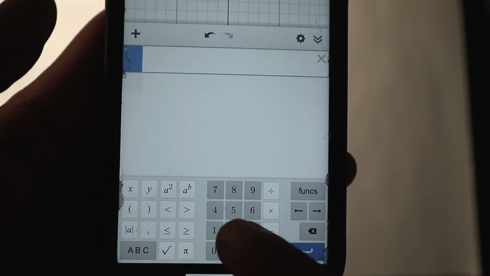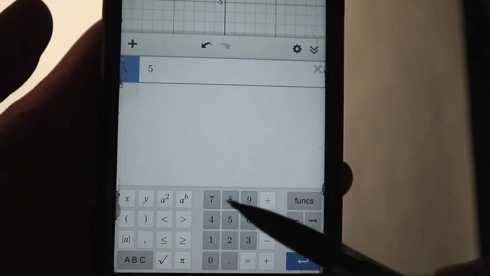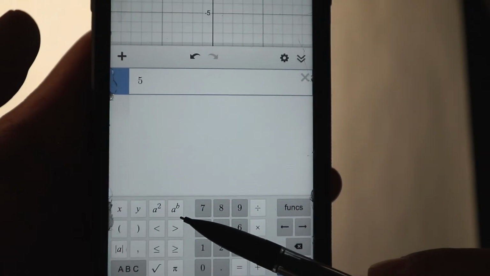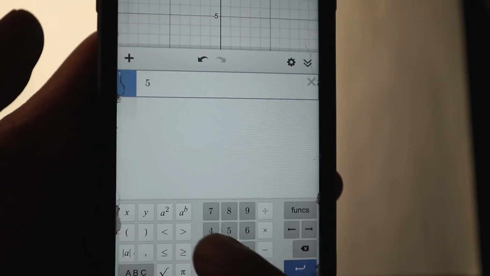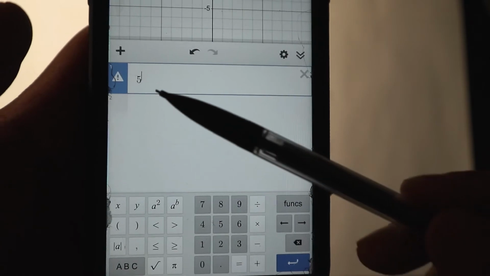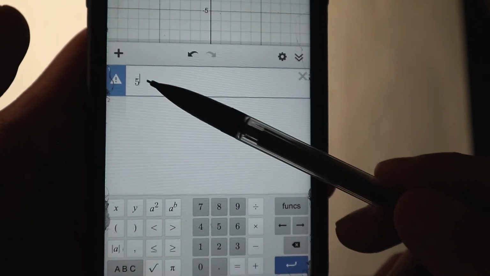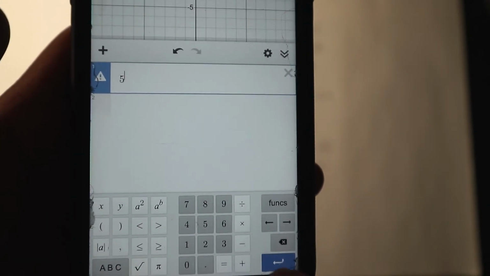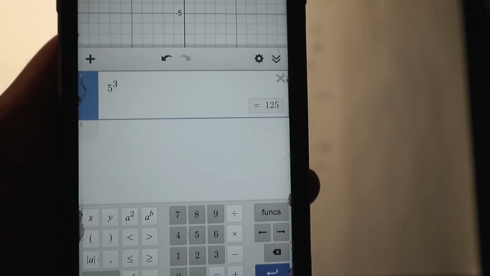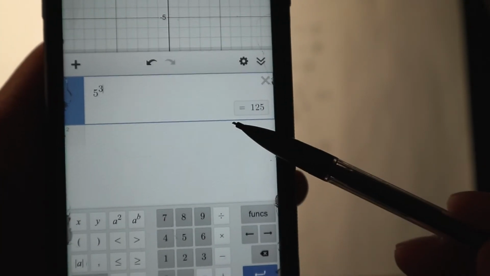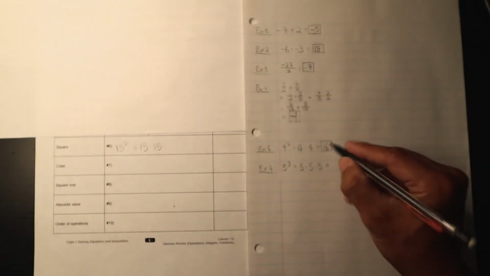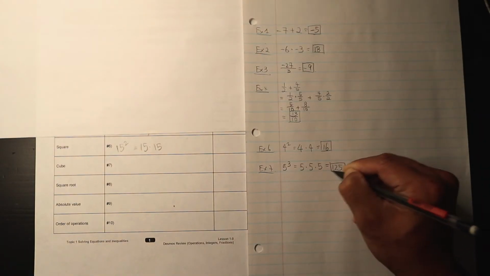Or you can just press 5, and then you see there's a button that says a to the b power. I want you to press that. So 5 to the power, and you see this little line becomes smaller, and you press 3. Okay, so 5 to the third power is 125. So I put 125 as our answer.